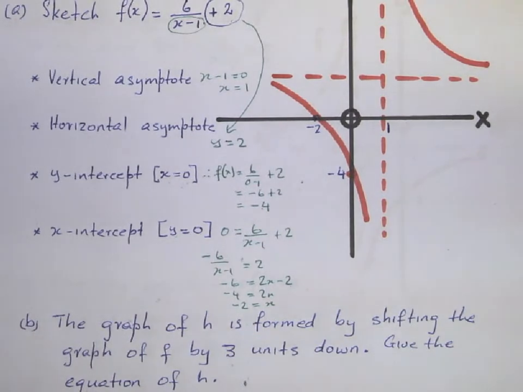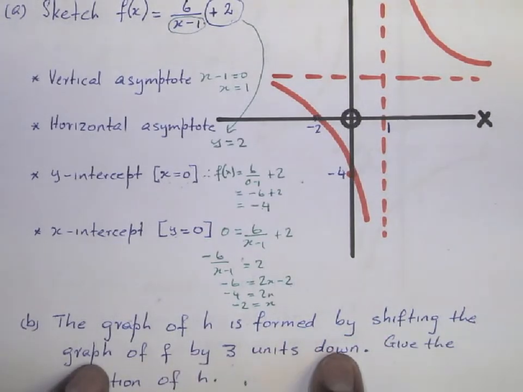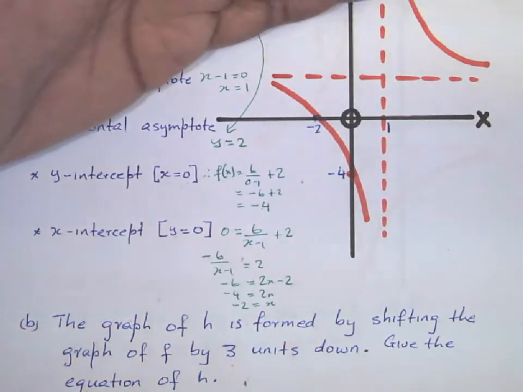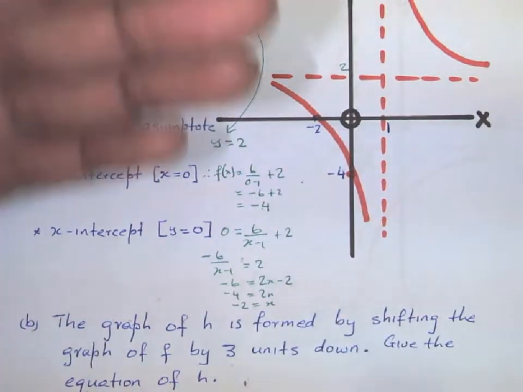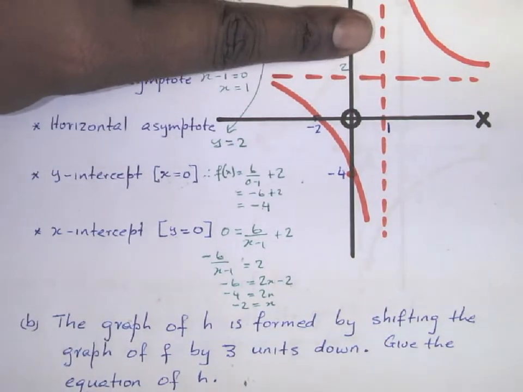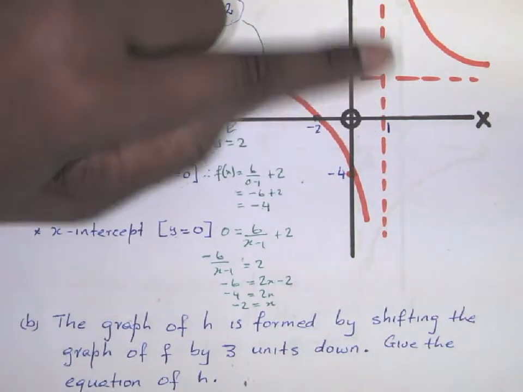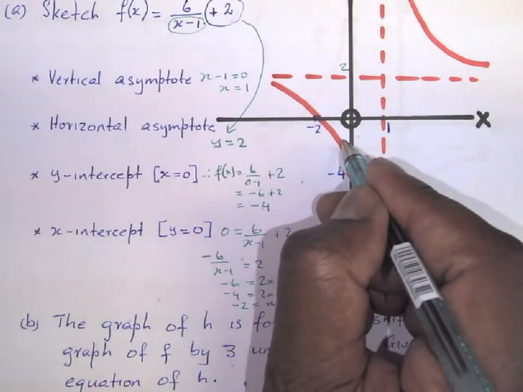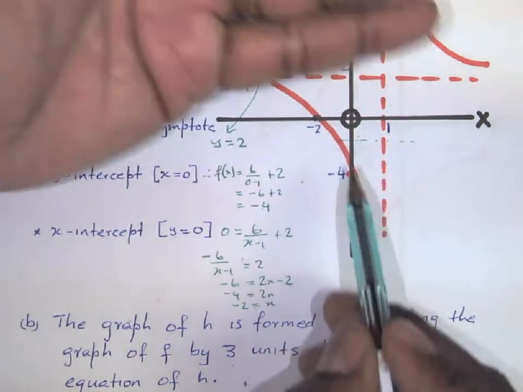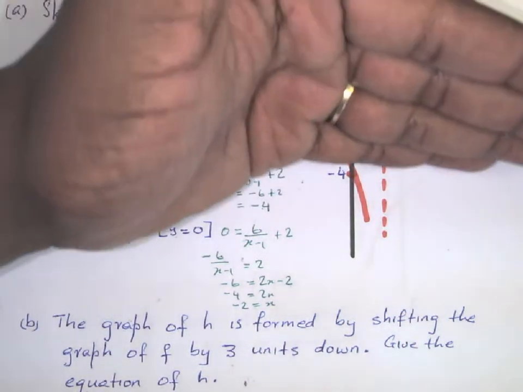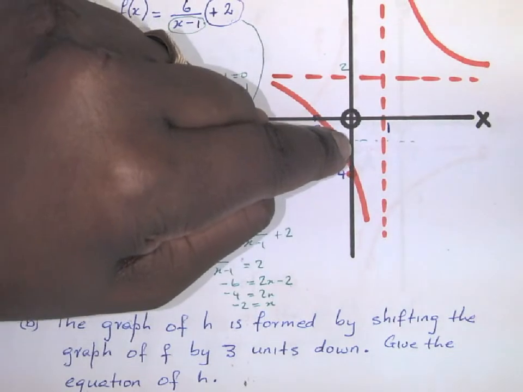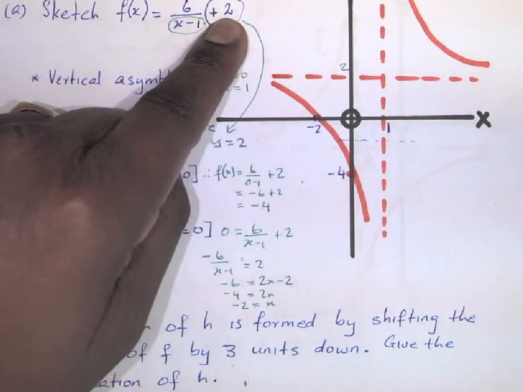The next question says now, the graph of h, it's a new graph now, is formed by shifting the graph of f by 3 units down. Let's say I take this graph of mine and shift it 3 units down. Remember that this one here is at 2. So I'm shifting this 3 units down. So this is 2 units, then 1 unit would make 3 units. So the graph will be down there. I've shifted it, so it means that the horizontal asymptote will be at minus 1. So that would be minus 1.